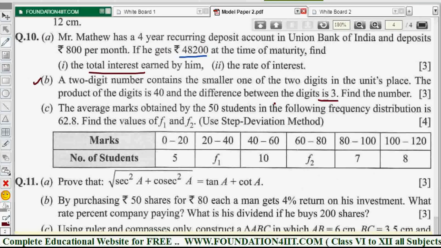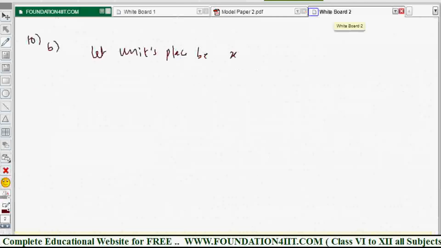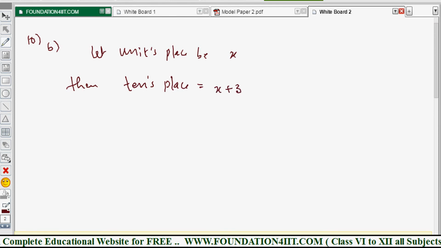So the tens digit should be more than the units place, as per the question. Then the tens place must be x plus 3. We can take x minus 3 also, but since the units place is the smaller one, this is x and the tens place is x plus 3.